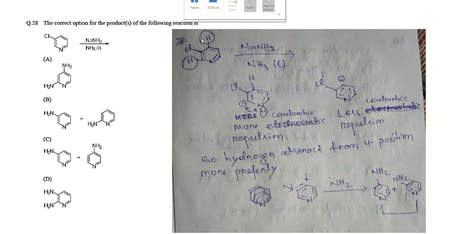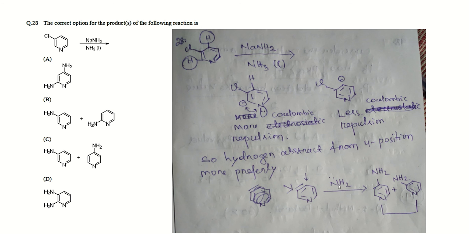You'll see here that when sodamide abstracts the hydrogen from the 2 position, there is some type of interaction between this negative charge and the lone pair. So there is so much interaction that hydrogen abstraction does not take place preferentially at the 2 position. But at the 4 position, when the negative charge is generated here, there is no such interaction between this negative charge and the lone pair of nitrogen. So benzyne generally forms only here.